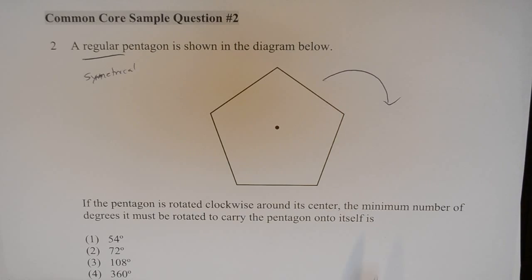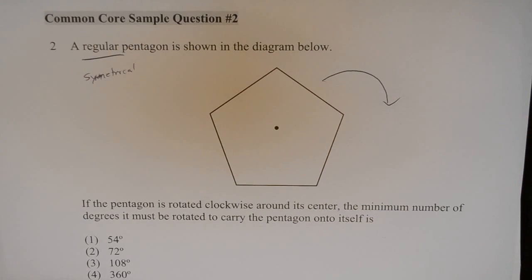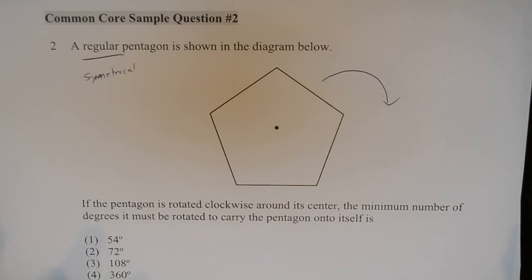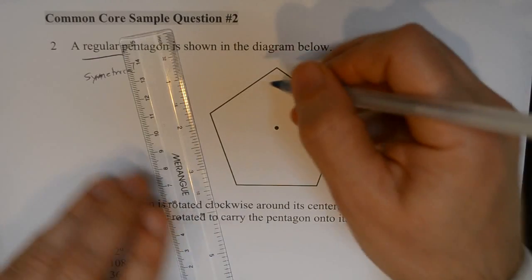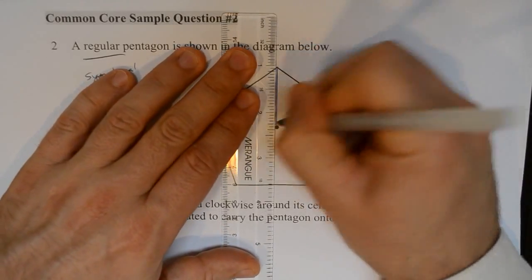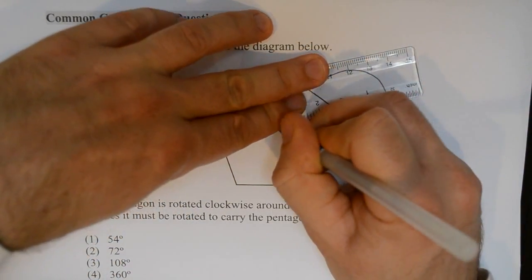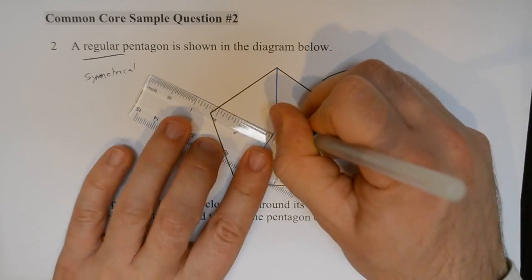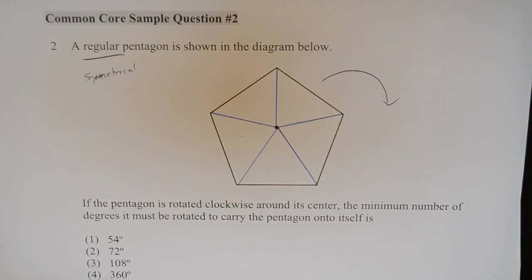It's asking us if we rotated it clockwise around the center, so we're going to rotate in this direction, what's the minimum number of degrees it must be rotated to carry it onto itself? In other words, how far do you have to turn this shape until it looks exactly the same as when it started? As if you turned your back and then looked again, you wouldn't be able to tell if I changed it or not. The easiest way to think about this is to think about spokes on a wheel, right? So if you go ahead and connect these 5 vertices of the pentagon to the center, then you get what sort of looks like a rudimentary wagon wheel.